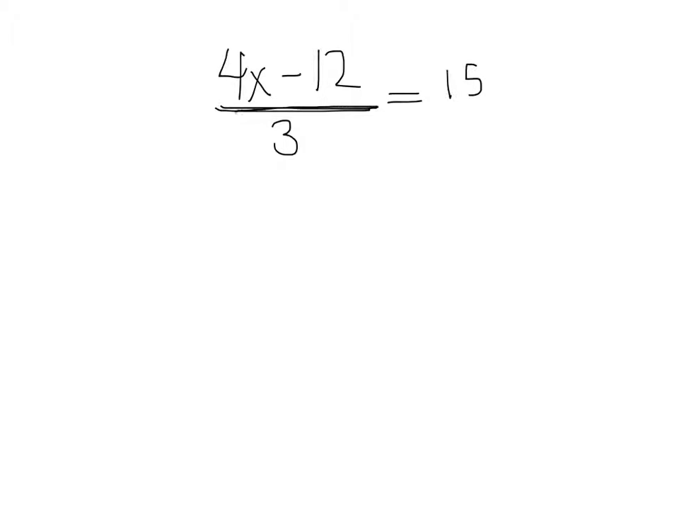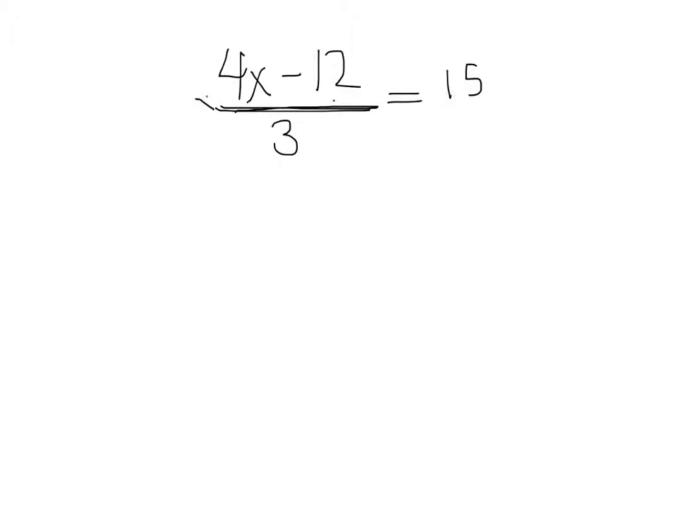I'll run through one more kind, and let's see if we have 4x subtract 12 all divided by 3 equal to 15. So again, my goal is to get the variable alone and isolate it, but first I have to deal with this divide by 3 because it's happening to both these terms. It's happening to 4x and it's happening to 12.